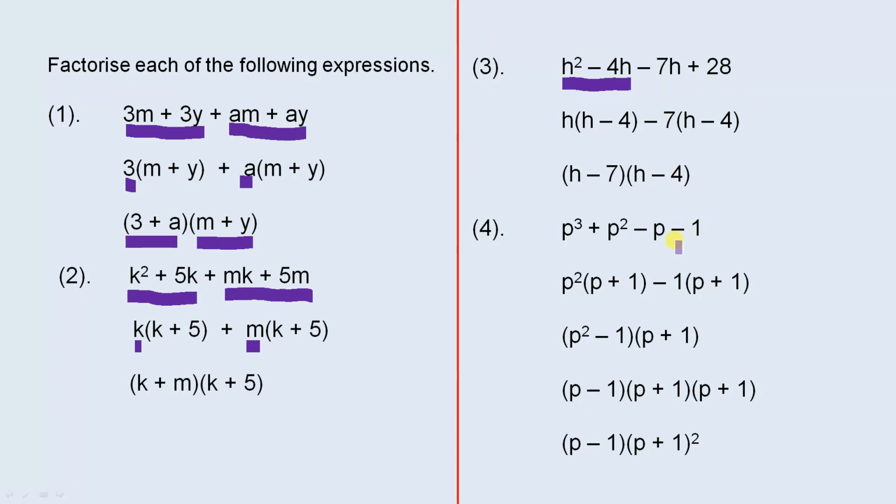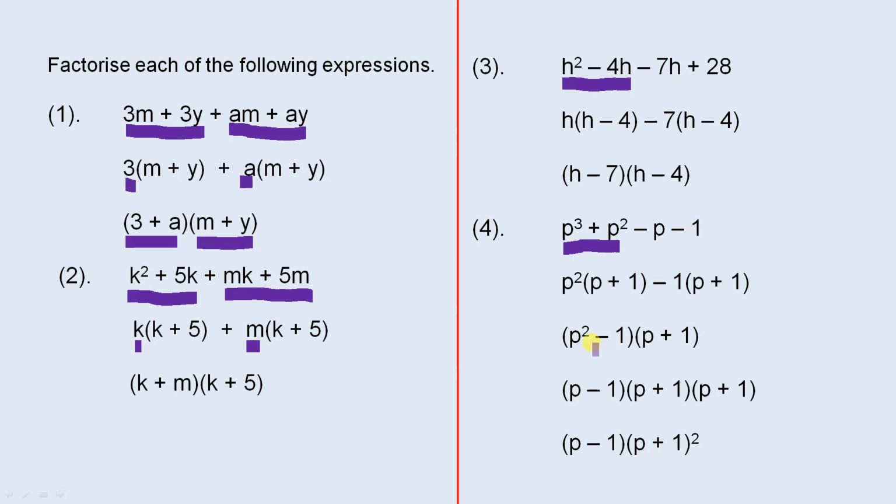For number 4, we take the first two terms, p squared is the HCF, so that gives us p squared outside of p plus 1. Then we have minus p minus 1, minus 1 is the HCF, and then we have p plus 1, because when you multiply those out, that gives you minus p minus 1, which is what we have here. So we have p squared minus 1, that's the first HCF and that's the next one, and then we have p plus 1, that's what we had in the brackets.